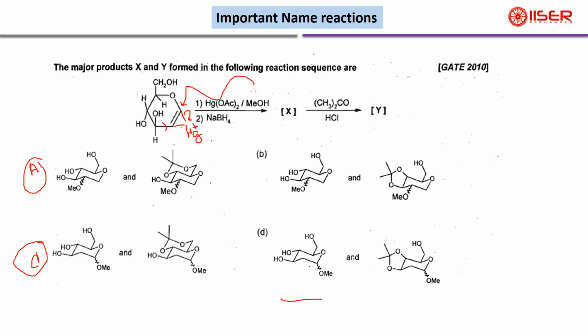Always remember, whenever a ketone is given, it will form a 5-member ring, and if an aldehyde is given, it will form a 6-member ring for carbohydrate system. If a ketone is given, then OH will be protected in such a way that it will give a 5-member ring, that is a furanose ring. But if it is an aldehyde, it will give a pyranose ring, that is a 6-member ring. So the correct option is option D, because it's giving a 5-member ring. Okay.